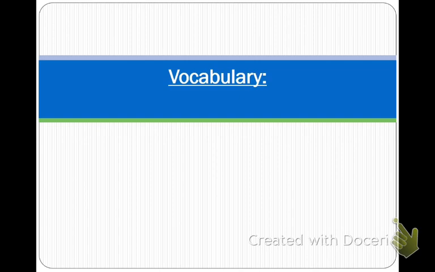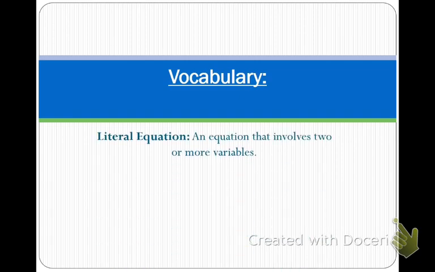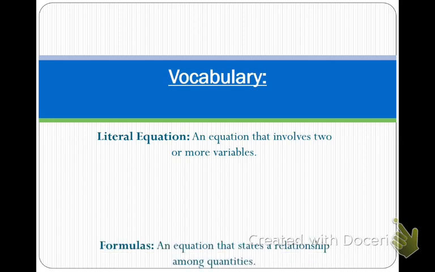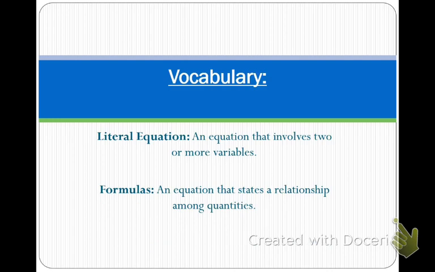Okay? So first, some vocabulary. What is a literal equation? Well, a literal equation is an equation that involves two or more variables. Okay? So that's it. And almost all formulas are literal equations. Okay? They'll have at least 2, 3, 4, sometimes 5 variables in a formula. It says formulas are an equation that states a relationship among quantities, right?